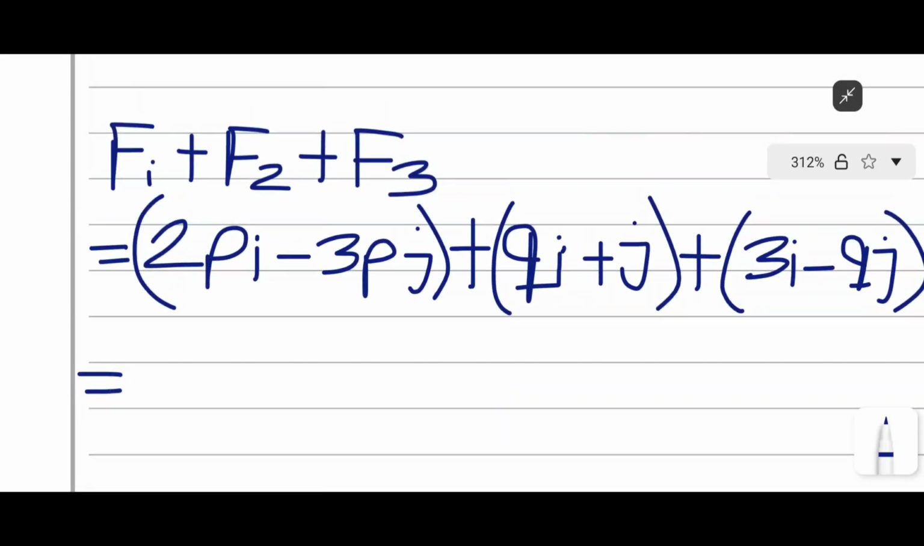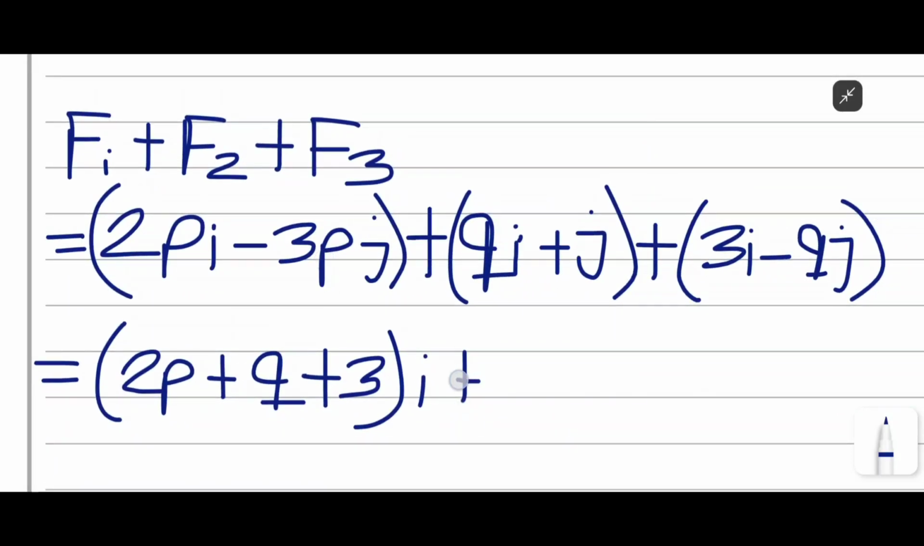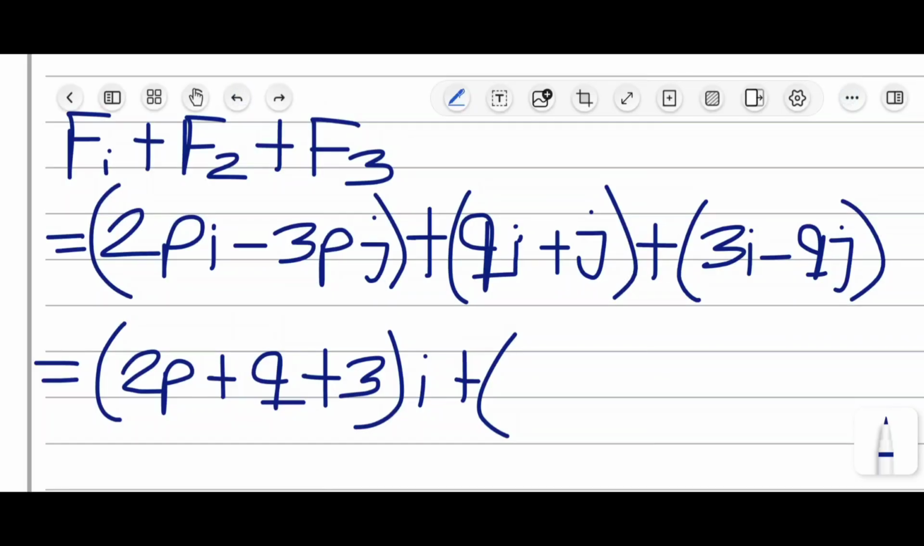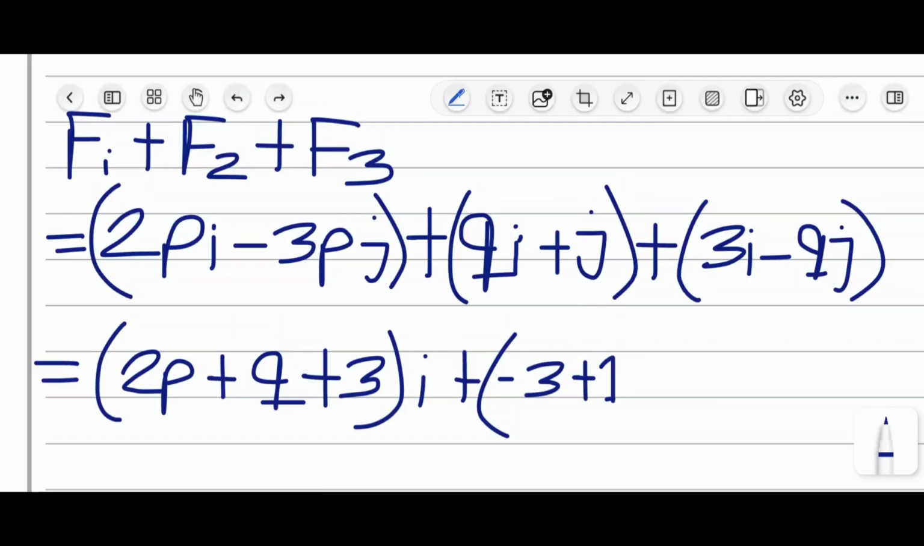If you take all the i components together, we get 2p plus q plus 3, and outside we write i. Then the j components are minus 3p plus 1 minus q. These are the j components.